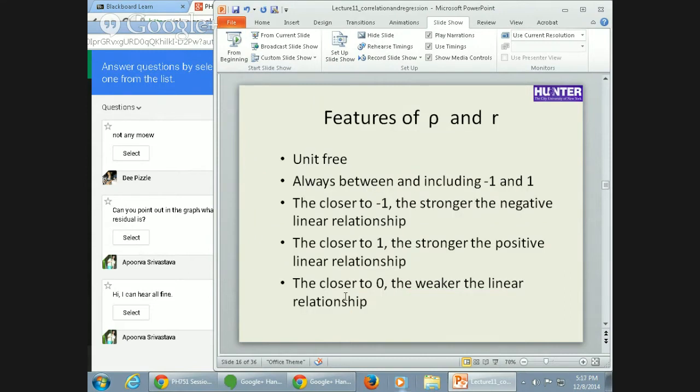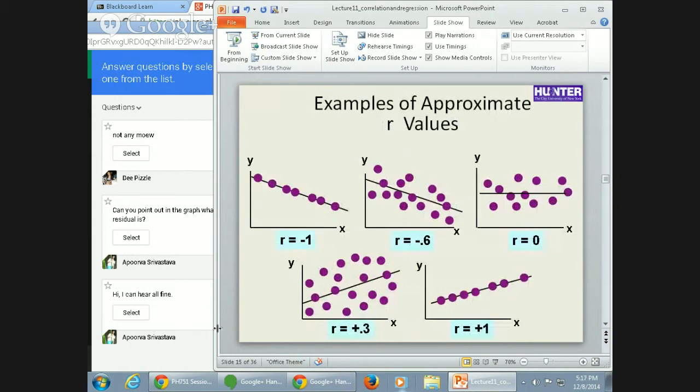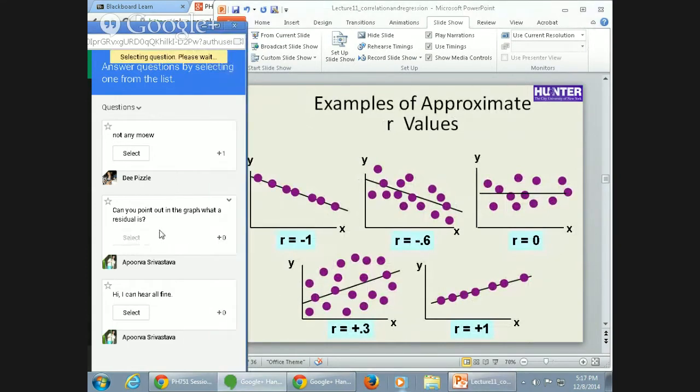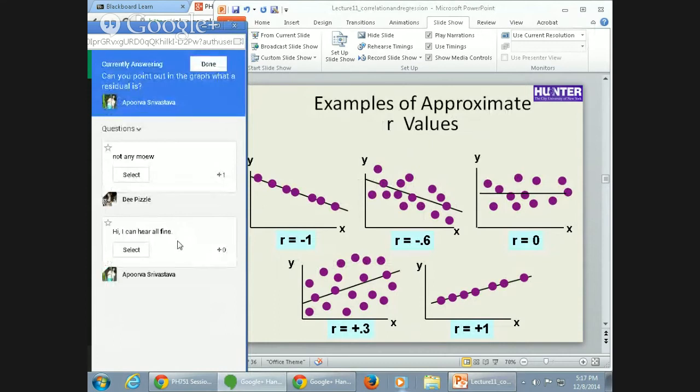Yeah, a question there. Oh, there's a question. Looks like on the graph. Second question. Can you point out in the graph what a residual is?